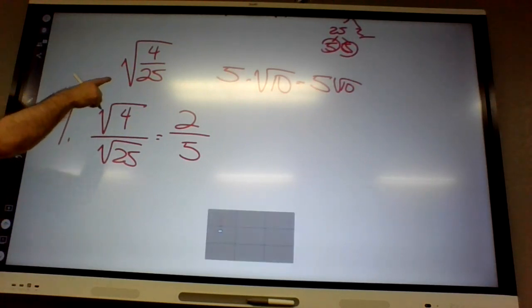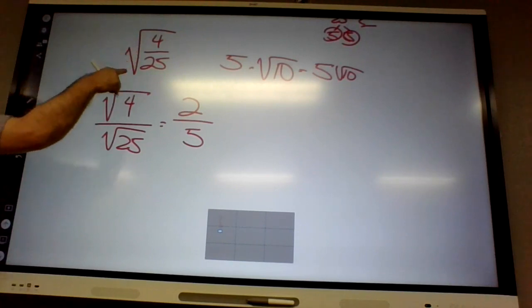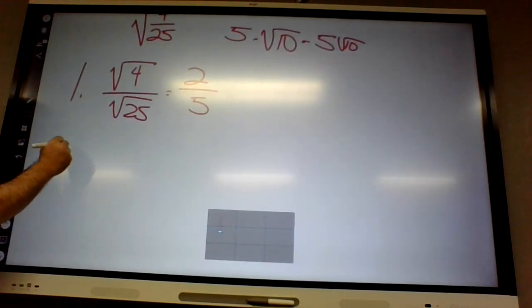These two are identical. They're just written differently. So if you see this, it means this. That's what I'm saying.